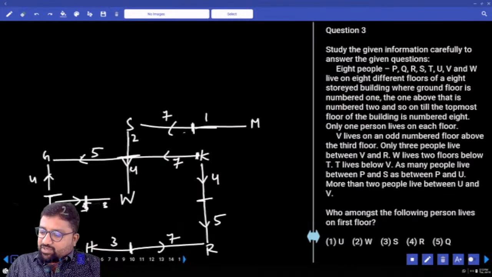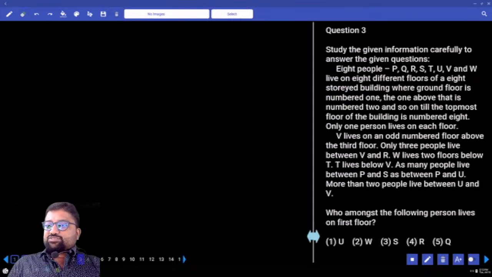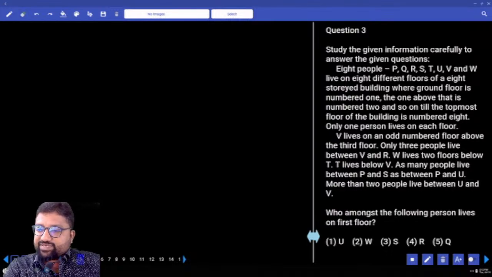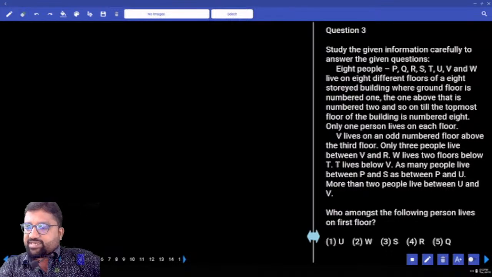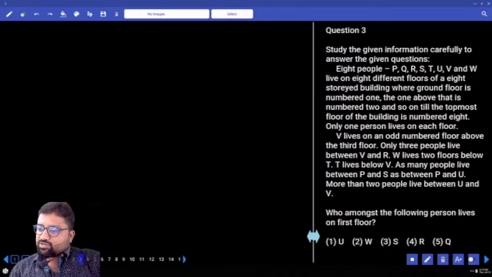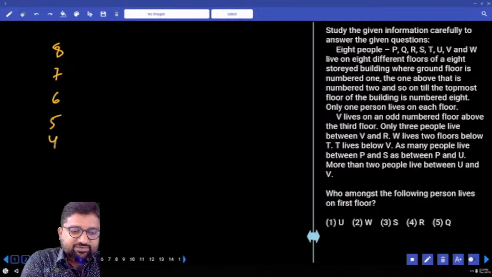Question number 3. Okay, I think this is a different question. This is about floor arrangement. 8 people, P, Q, R, S, T, U, V, W, live on 8 different floors of an 8-storied building, where the ground floor is numbered 1, the one above that is number 2, and so on till the topmost floor of the building is numbered 8. Only one person lives on each floor. How many floors? 8.